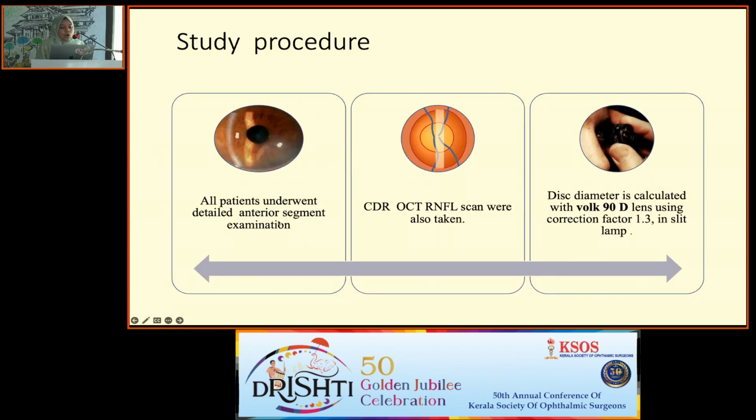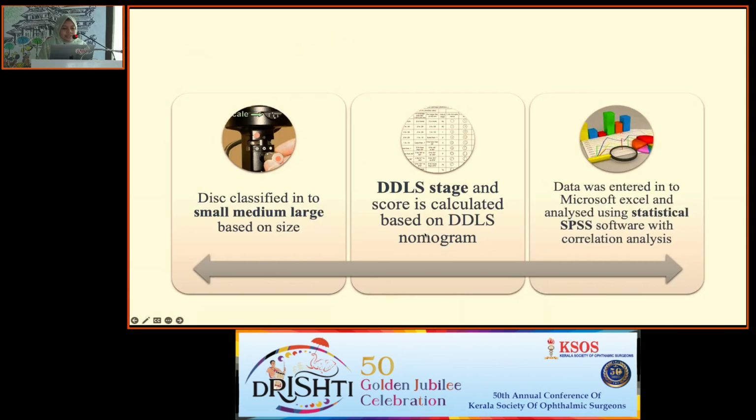Study procedure: all patients underwent detailed anterior segment examination. Cup disc ratio and OCT RNFL scan were also taken. Disc diameter was calculated with a VOLK 90D lens with correction factor of 1.3 on slit lamp. Then the disc was classified into small, medium, and large based on size. DDLS stage and score were calculated based on the DDLS nomogram.